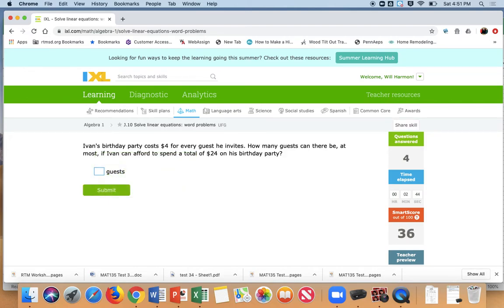Ivan's birthday party costs $4 for every guest he invites. How many guests can there be at most if Ivan can afford to spend $24 on his birthday party? So again, we have to work backwards. We're going to do 24 divided by 4, and we get 6.